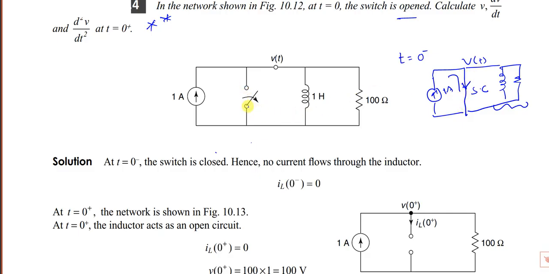So initially the circuit is closed, and at t equals 0 the switch is open. Before that, the switch is closed. So before switching, all the 1 amp current is flowing through the short circuit path, and no current is flowing through the resistor or the inductor. So the initial current in the inductor is 0, IL of 0 minus is 0.